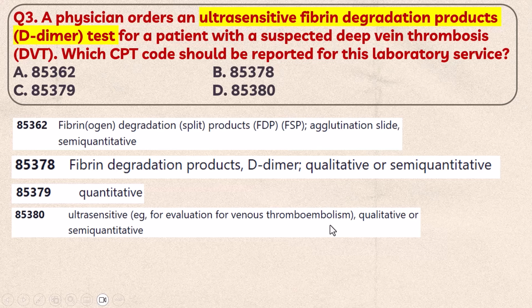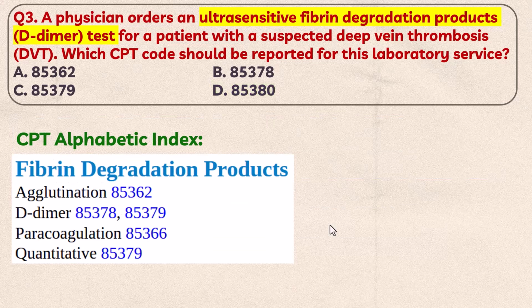So the correct answer will be answer D. If you encounter this case in a real working scenario, you have to use the CPT alphabetic index. In the CPT alphabetic index, you can go for the main search term, that is fibrin degradation products, and go for the subterm D-dimer, that is here. And again come back to the tabular list and confirm the answer.